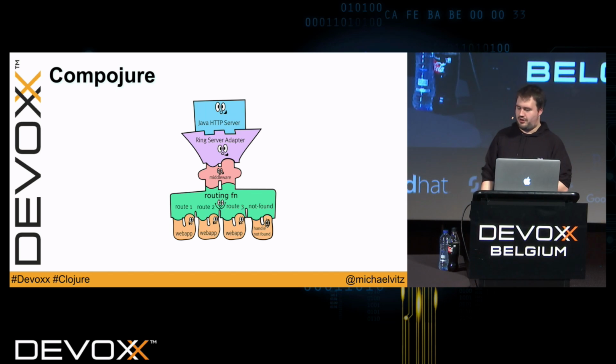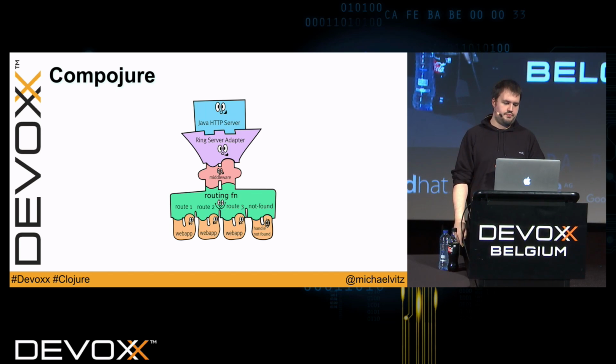So basically now our web app consists of all these steps. Below the middleware there's a routing function and some web apps. And it would be possible to even plug some middleware between these two layers as well, if you need some middleware only for a few routes.